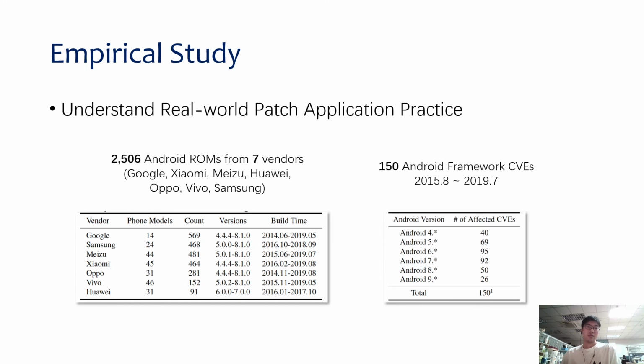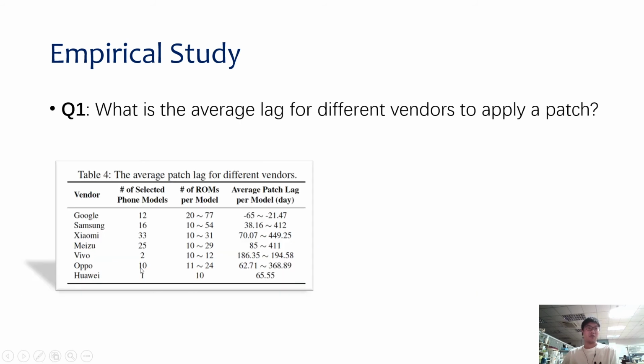To understand the patch application practice in the real world, we apply BScout to perform a large-scale study. Our study is conducted on 150 collected Android framework CVEs with over 2,500 ROMs collected from 7 vendors. The first question is: what is the average lag for different vendors to apply a patch?